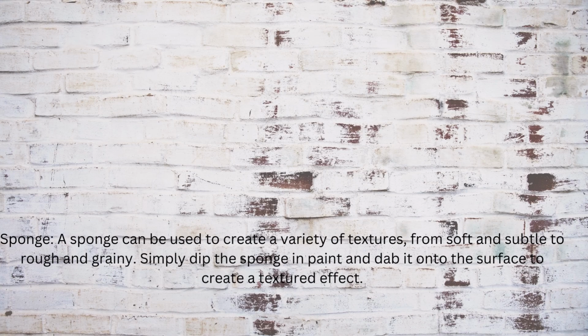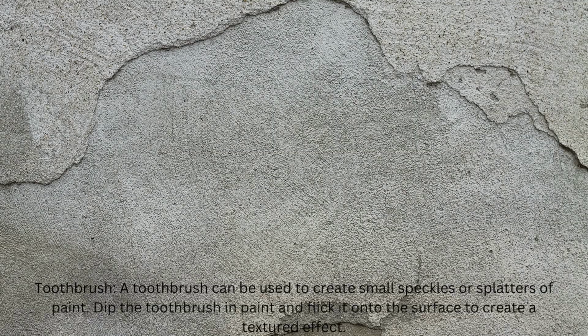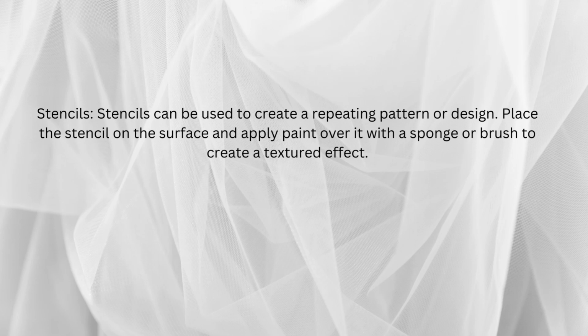Sponge. A sponge can be used to create a variety of textures from soft and subtle to rough and grainy. Toothbrush. A toothbrush can be used to create small speckles or splatters of paint. Dip the toothbrush in paint and flick it onto the surface to create speckles.